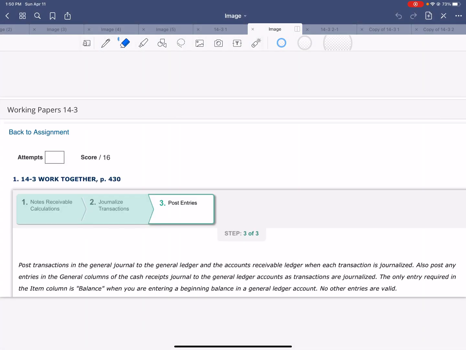The third part of the problem is to go through and post the transactions in the general journal to the general ledger and the accounts receivable ledger when each transaction is journalized. Okay? So you can go through and post. You know how to do that. I'm not going to walk you through that.